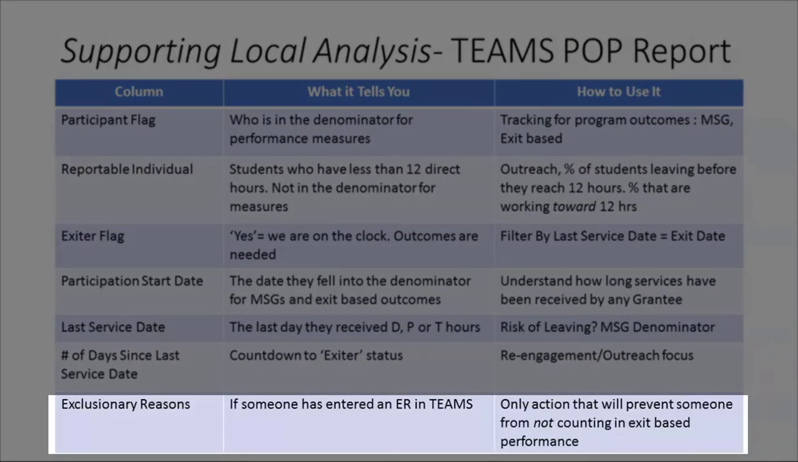The last column is exclusionary reasons. So if someone has entered an exclusionary reason in Teams, it's going to show up on this report. So if you do work with a lot of corrections individuals and justice-involved individuals, you're going to want to check this report regularly to make sure that those exclusionary reasons are being entered and helping you out on those employment outcomes.